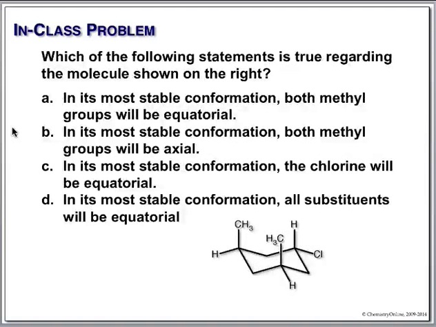Because that's how it is right now. True. Well, let's look at this. In the most stable, both methyl groups will be equatorial. Well, we have two methyl groups that are axial. This guy is equatorial, right? So in the most stable, we're going to ring flip and make both of these equatorial. In the most stable, both methyls will be axial. Well, that's what we have now. So that's two axial, one equatorial. Not good. In the most stable, chlorine will be equatorial. That's where it is now. In the most stable, all will be equatorial. That would be nice, but we can't do that.